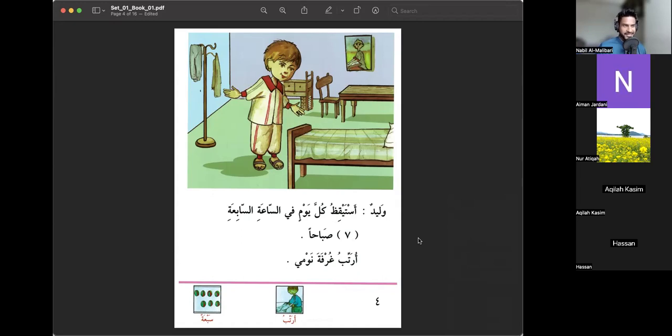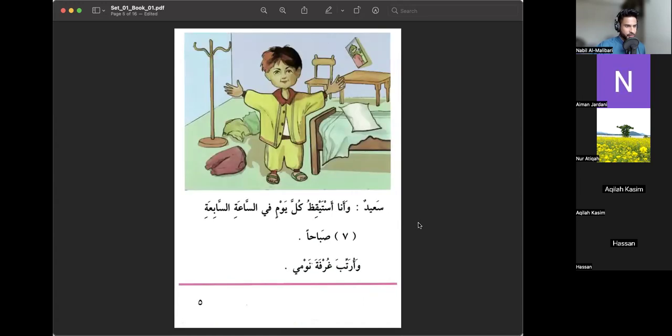Fi sa'ati sabi'a, sabahan. In the morning at seven. Ahsanti, very good. Urattibu ghurfatan nawmi. I arrange my room. Very good. Urattibu ghurfatan nawmi. I arrange my bedroom. Ahsanti, very good. Okay, next person.